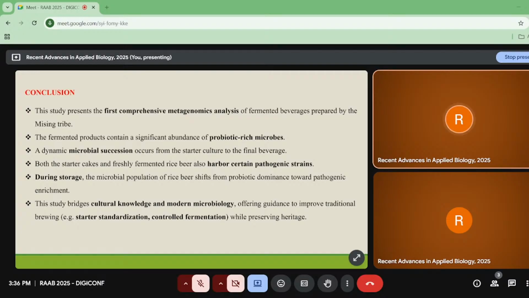And this study bridges cultural knowledge and modern microbiology. With this understanding from our research, we can improve the traditional brewing, like standard sterilization and controlled fermentation. Thank you. Any question?